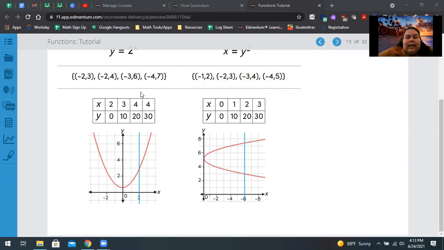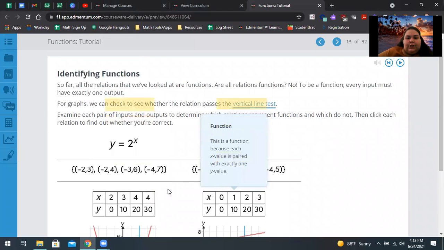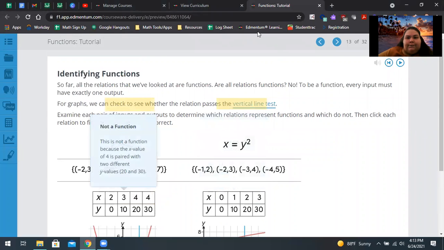When you have a table, again, you only look at the x's, or the input values. Here, the 4's are repeating, so it's not a function. Here, no repeats, so it is a function. And if we double check, function, not a function.